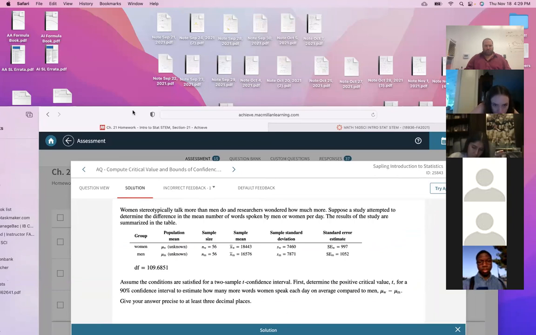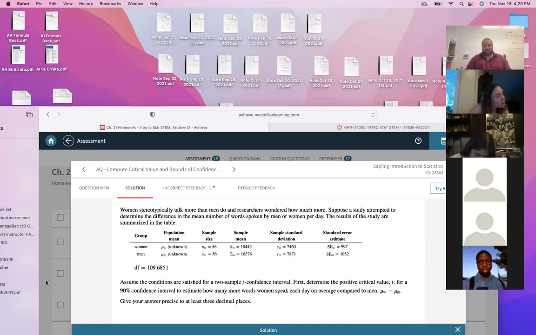It says, women stereotypically talk more than men do, and researchers wondered how much more. Suppose the study attempted to determine the difference in the mean number of words spoken by men or women per day. The results of the study are summarized in the table. So group 1, don't know the mean, 56. We have sample means, we have sample standard deviations, and we have the standard error estimates. It's only an estimate because it's S over the square root of N, and S itself comes from the sample. We also have the degrees of freedom, 109.6851.